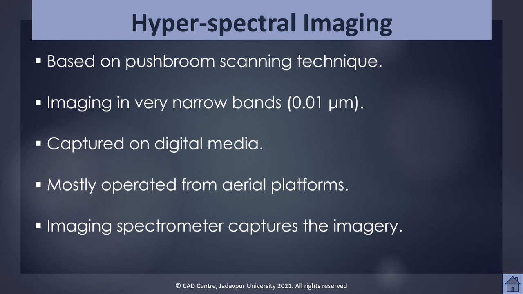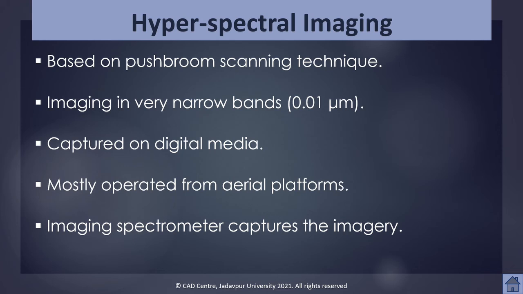And in case of hyperspectral remote sensing, as we have discussed earlier, they can capture imagery in very narrow spectral bands, as narrow as 0.01 micrometer. And hyperspectral remote sensing is not possible to capture photographically. They must be captured on the digital media.